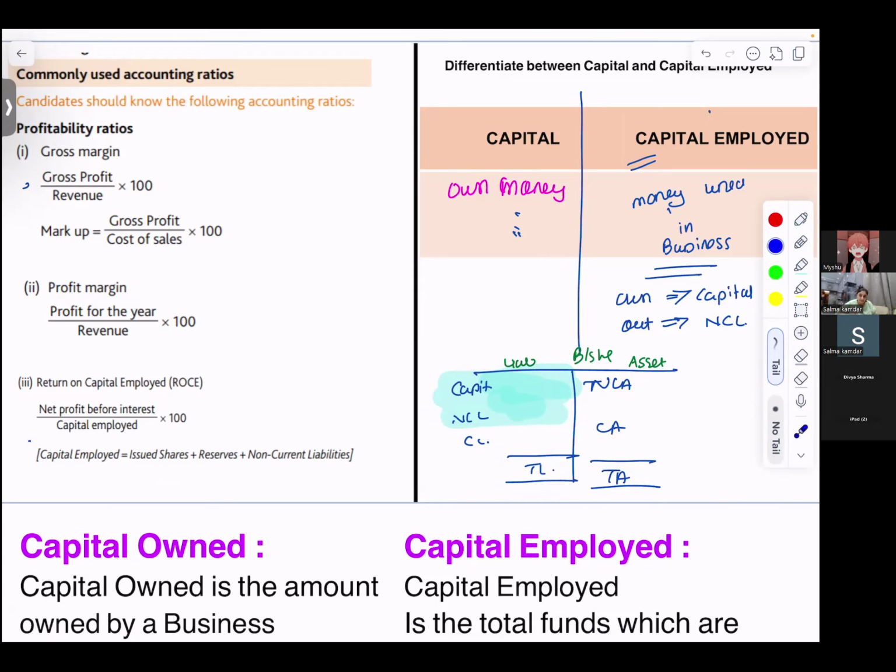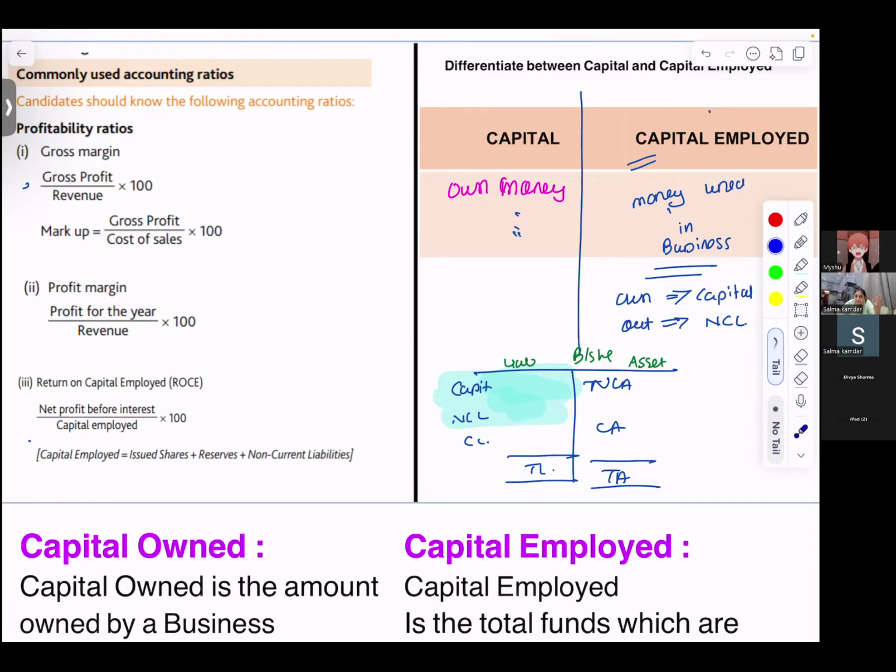Total assets minus current liabilities. So it would be total assets minus current liabilities, or I would say it is total liabilities minus current liabilities. I hope you're with me.